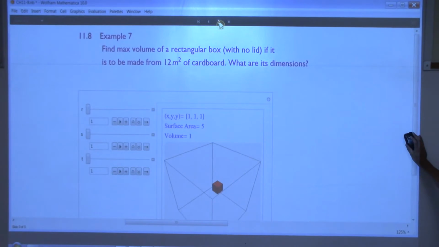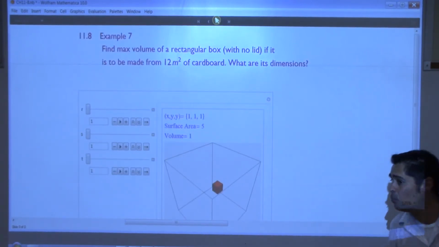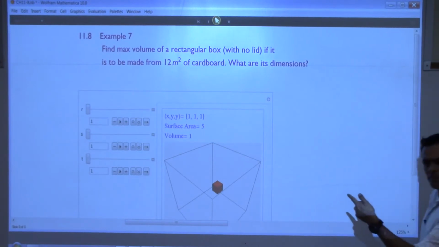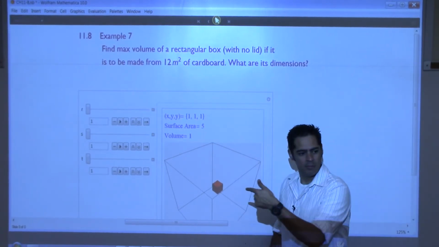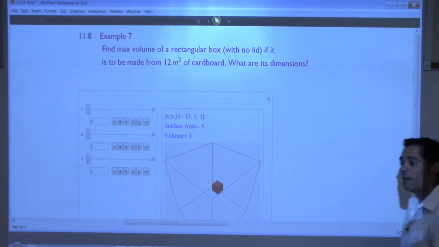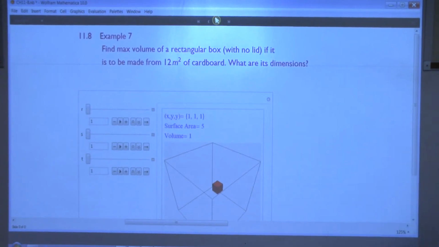How about this one? Maybe we can talk about this one without actually going through the whole thing. Maybe just set up what's the objective function, what's the constraint. Find the maximum volume of a rectangular box with no lid if it is to be made of 12 square meters of cardboard. Does this look familiar? This is a Cal 1 problem. You can do this with Cal 1, but it's much easier in Cal 3. Okay, so what are we trying to find the maximum of?